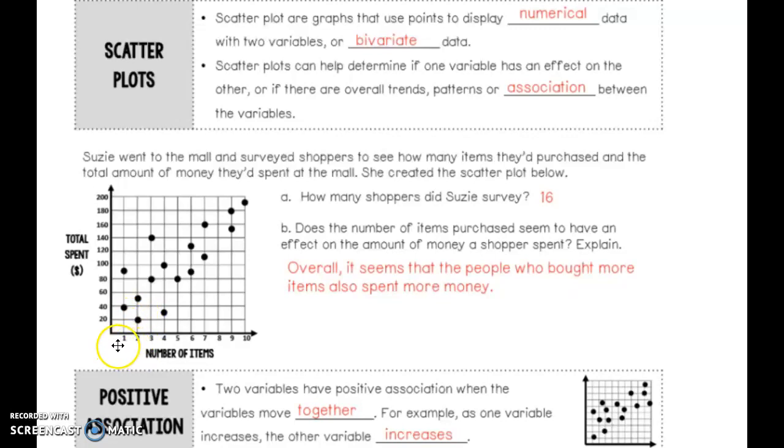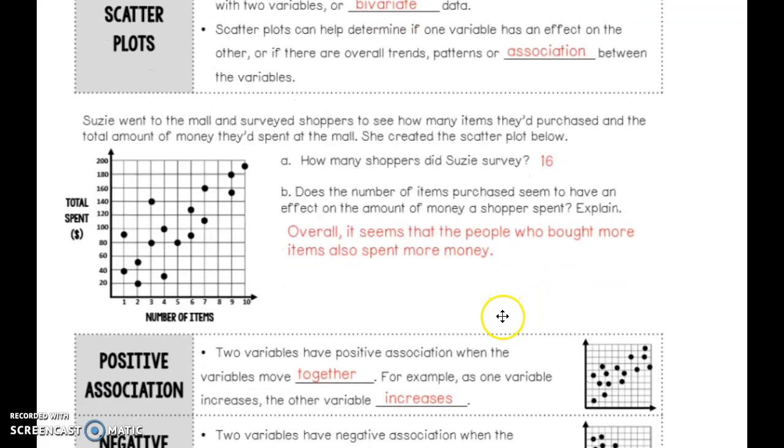This shopper right here bought 2 items and she only spent $20. This shopper bought one item and spent $40. This shopper up here spent $140 and bought 3 items. So by counting all the dots, you should see that there are 16 of them, and that's how many people were surveyed. Overall, it seems that as you increase the number of items, the price went up. And this is typical because, again, if you buy more items, you're typically going to spend more money.